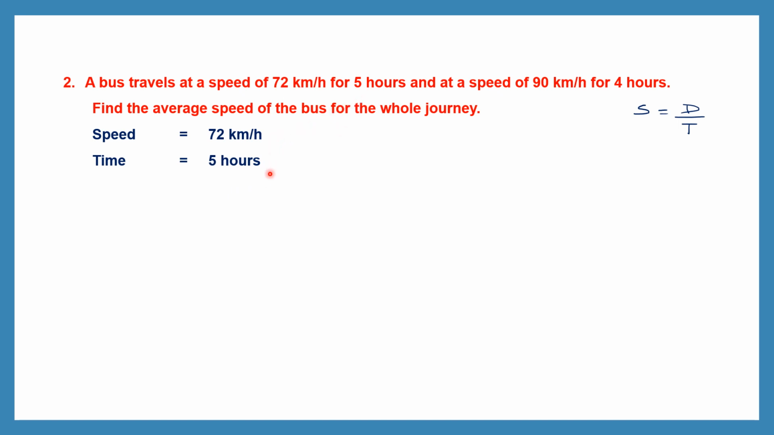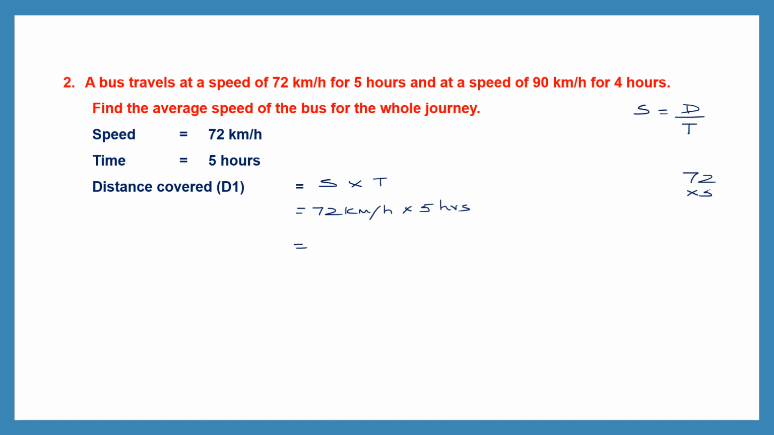At this speed and within this time, what is the distance? Now I have written distance 1 here because we have to find the distance for this part also. So here to find the distance, what is the formula? The formula is speed into time. So let's do that. Speed is 72 kilometers per hour and time is 5 hours. So we need to multiply 72 into 5.